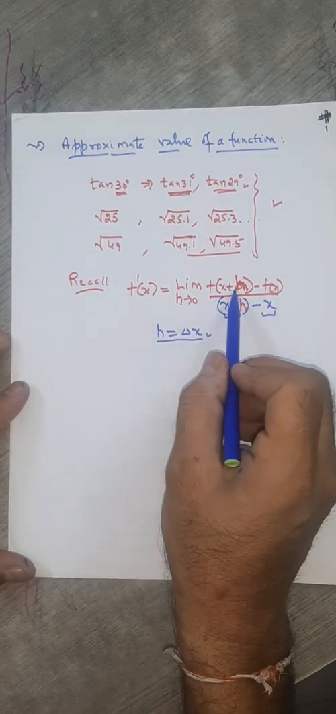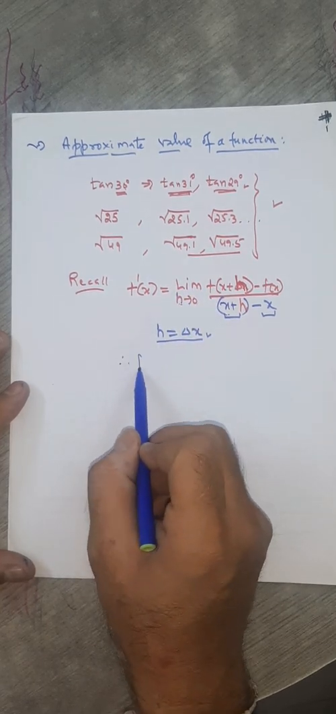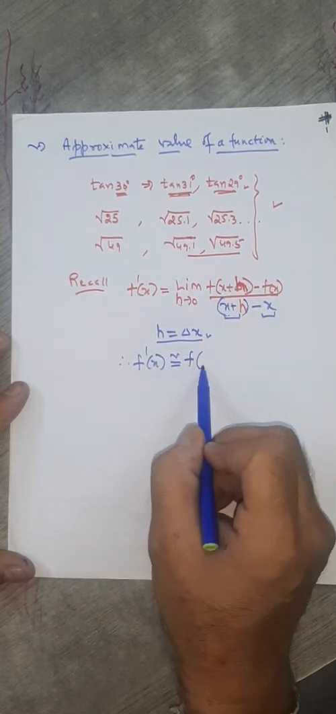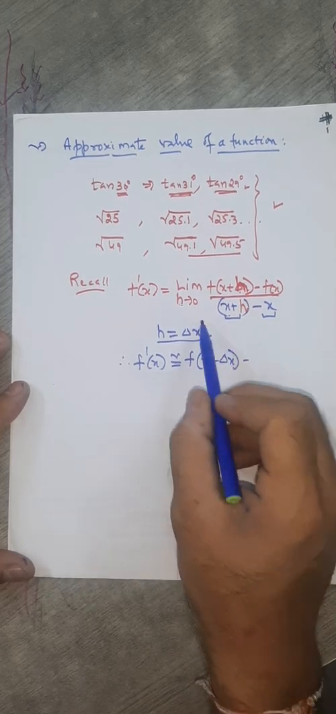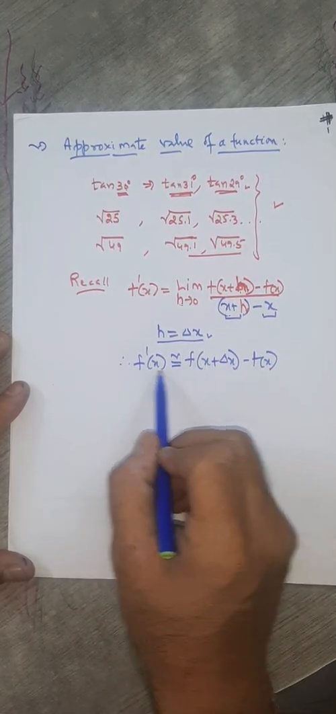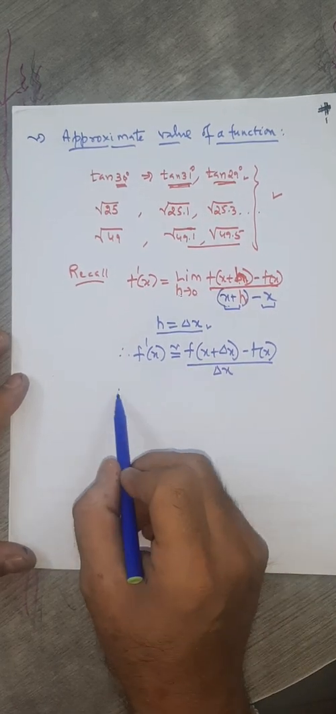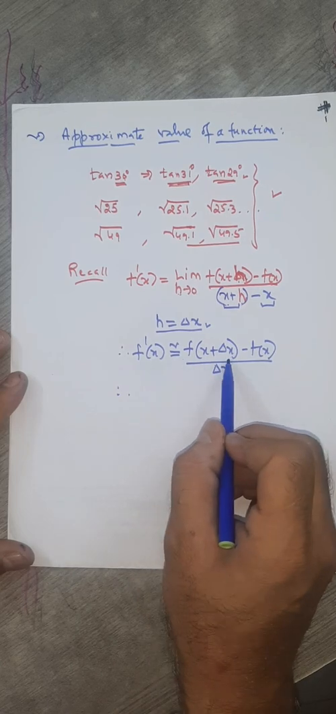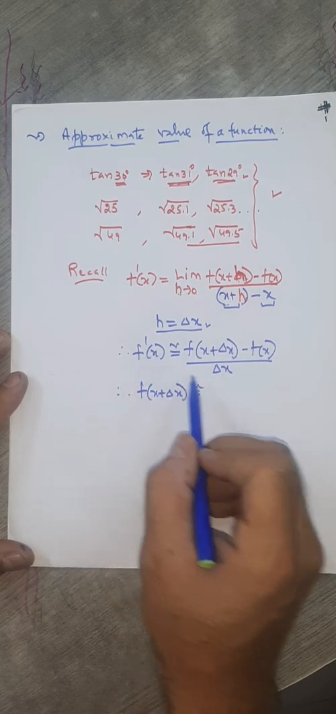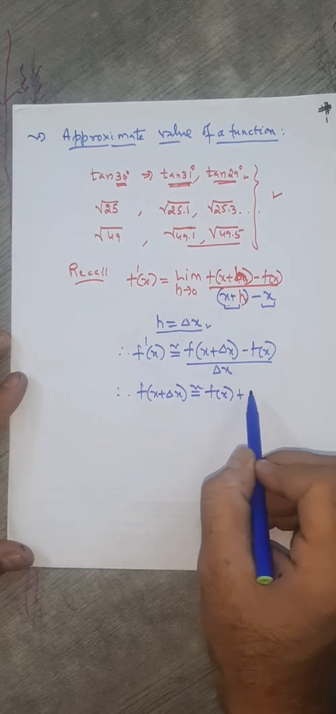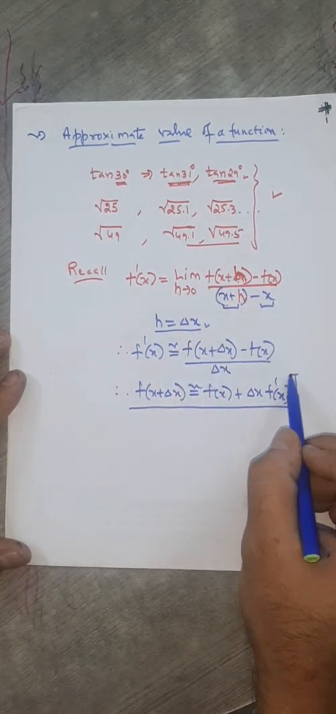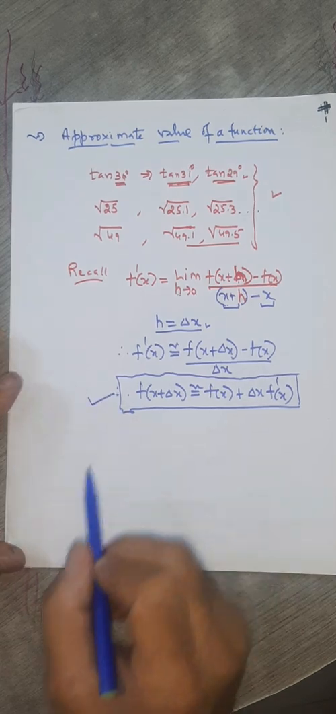So sometimes we drop this limit also. So we can write like this: f dash x is roughly, approximately, f of x plus delta x minus f of x, upon h, which is delta x. Finally I'll take this as the subject of the expression. So f of x plus delta x is roughly f dash x into delta x, and f of x on the other side. So f of x plus delta x into f dash x. This is the formula. The derivation is not important for you, just for your information I've shown. You need to use this.